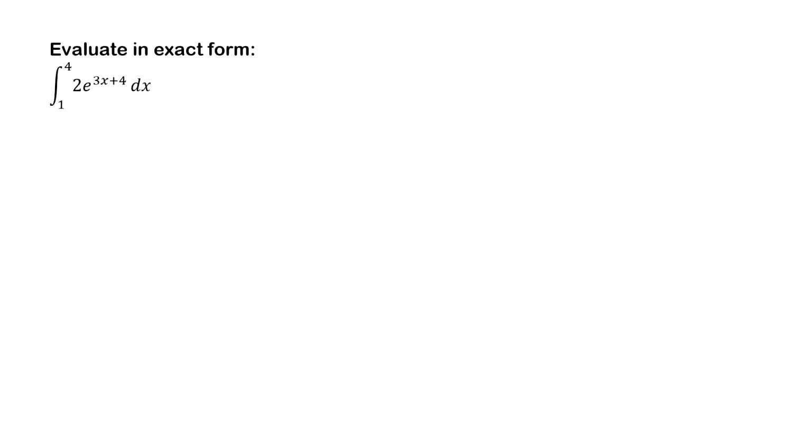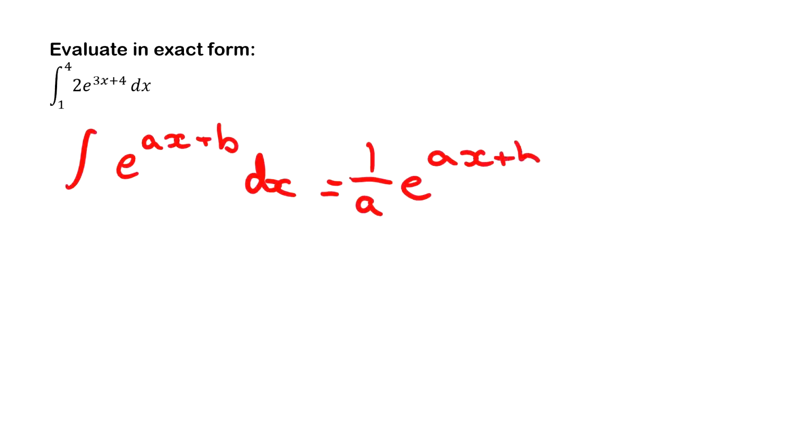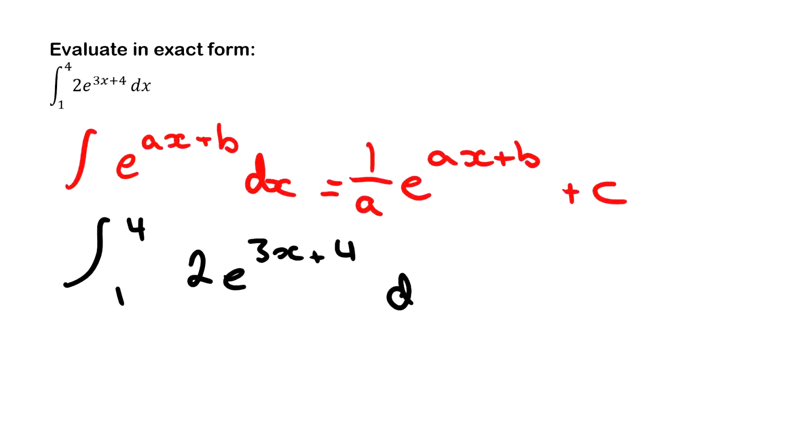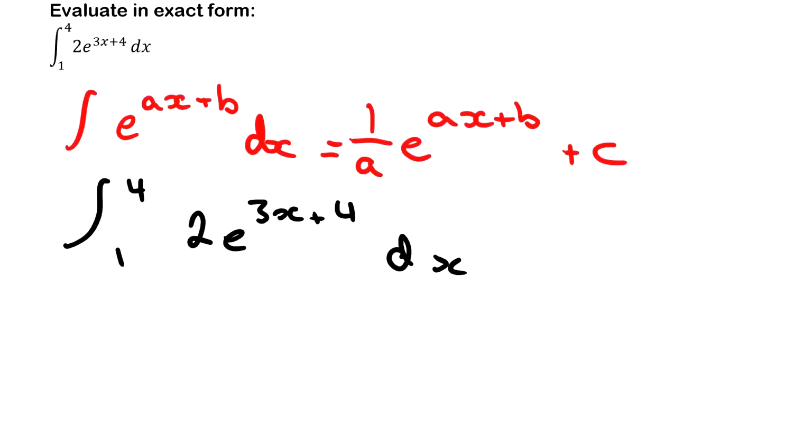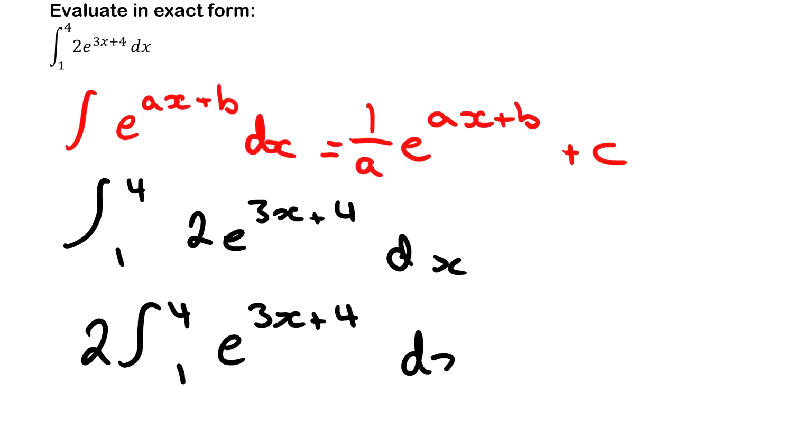Alright. So here we have to evaluate in the exact form this integral. So again, I'm going to write out the formula. And what we need to do here is integrate that up there. So I'm going to rewrite it for 1, 2e^(3x+4) dx. Because 2 is a constant, I can bring that out the front. So I get 2 integral e^(3x+4), which fits a little bit more neatly with the formula above.